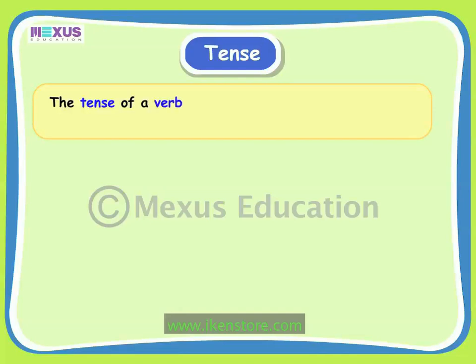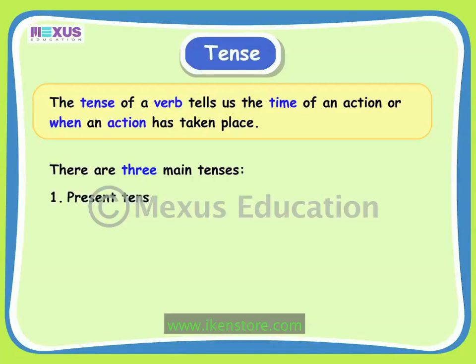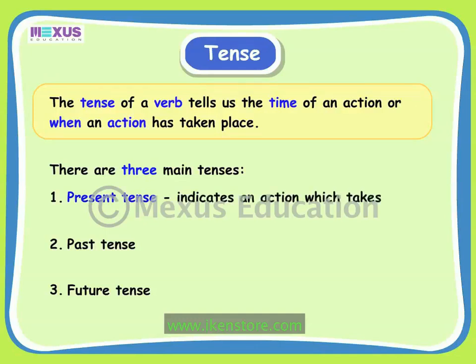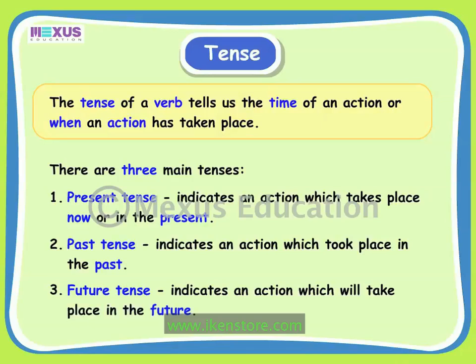The tense of a verb tells us the time of an action or when an action has taken place. There are three main tenses: the present tense, the past tense, and the future tense. The present tense indicates an action which takes place now or in the present. The past tense indicates an action which took place in the past. And the future tense indicates an action which will take place in the future.